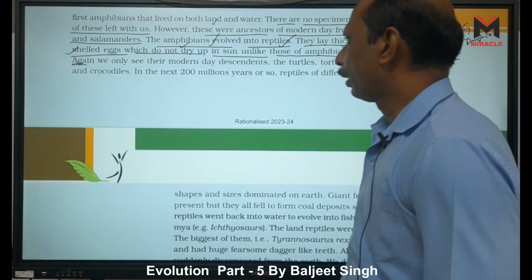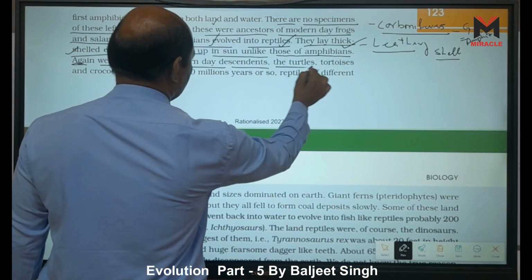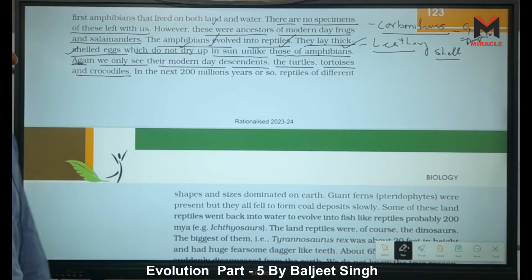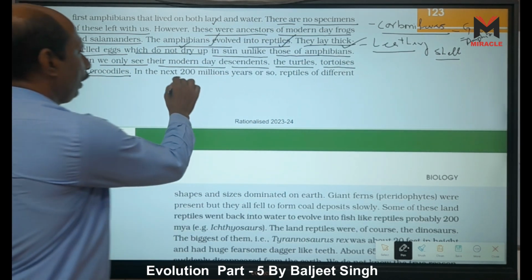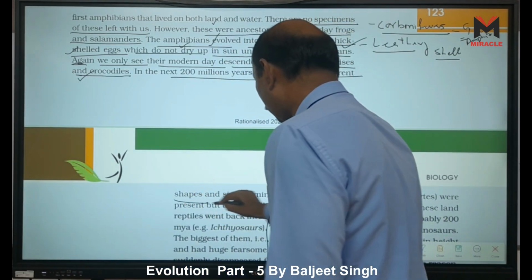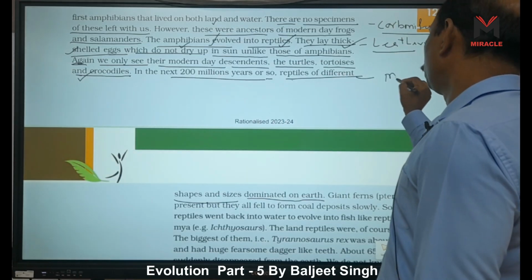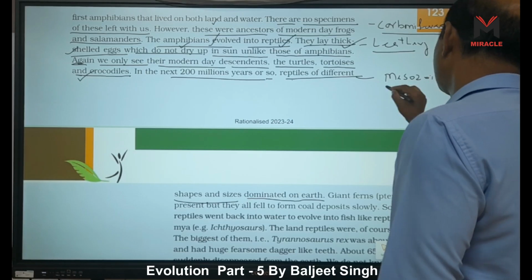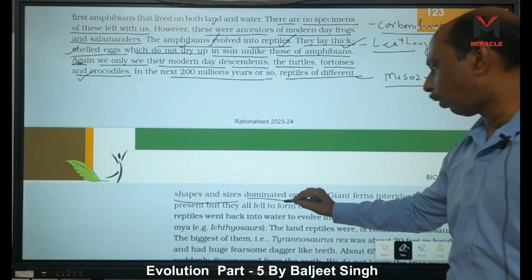Leathery eggshells, right? Again, we only see their modern day descendants: the turtle, tortoise, and crocodiles. In the next 200 million years ago or so, reptiles of different shape and size dominated the earth. 200 million years ago, this is our Mesozoic era. Their shape and size increased, and they became dominant on the earth.